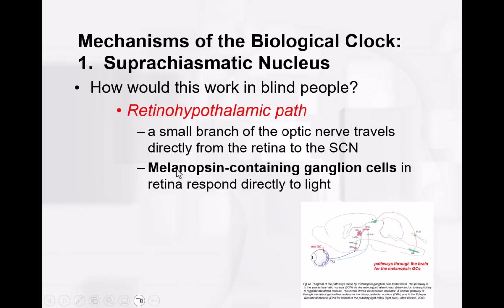These are called melanopsin-containing ganglion cells. So they're in the retina, they respond directly to light, and that's from those cells, that's that retinohypothalamic pathway that travels to the suprachiasmatic nucleus. And just an interesting little piece of trivia is that blind people or visually impaired people can still have light-sensitive migraines because of these melanopsin-containing ganglion cells. So even though they're not seeing the light, their visual cortex is not being able to process that information for whatever reasons, they still can have these light-sensitive migraines.